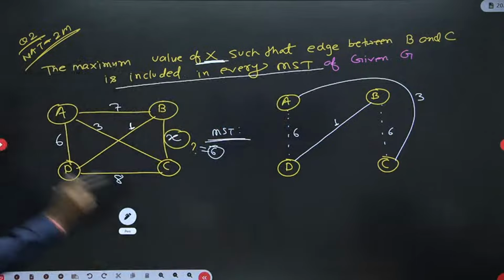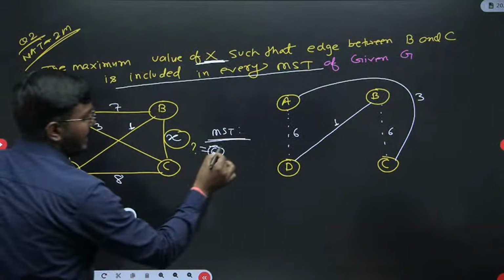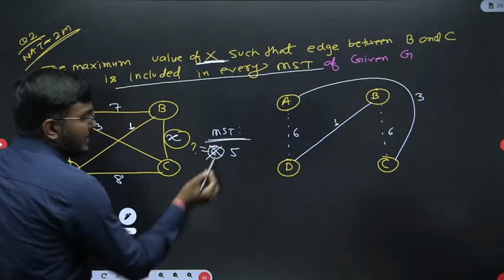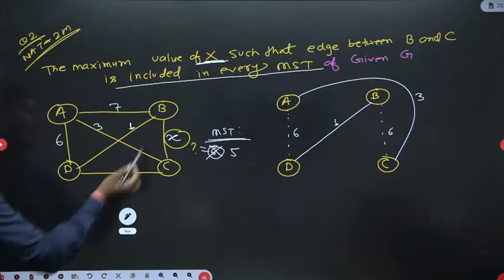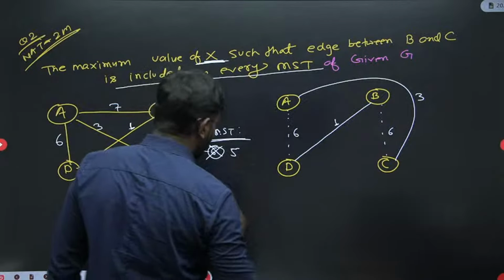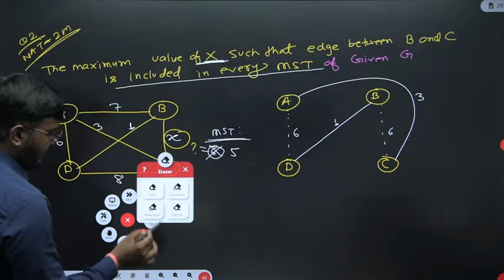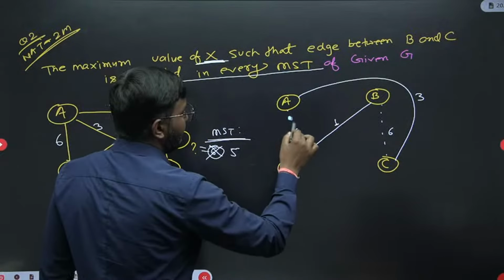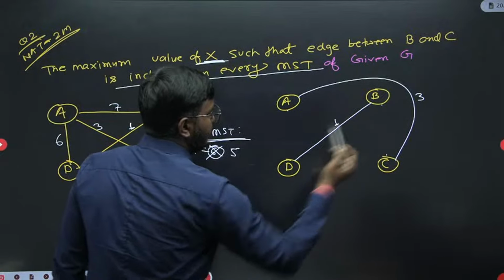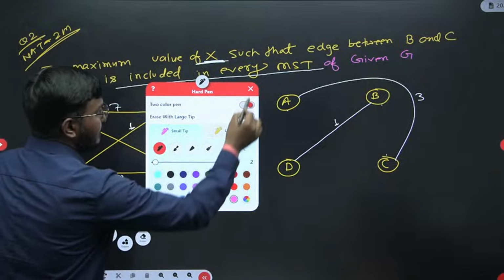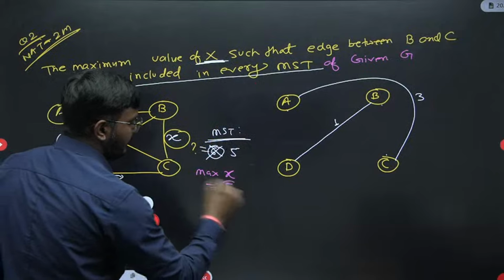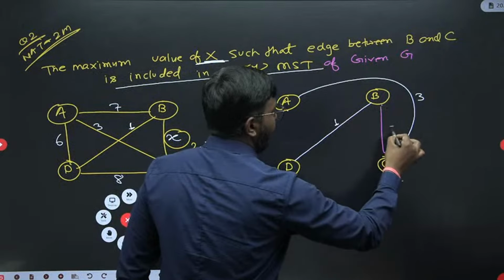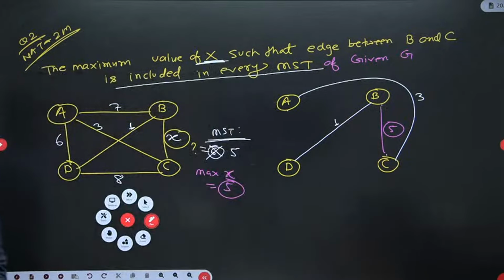It means the maximum possible value here is 5 only. If I keep this 5, then definitely this BC is included in every MST. Getting my point here? It means X is equal to 5. So the maximum possible X value here is 5 only. Okay? So this value will be 5. If it is 5, then definitely this will be included in every MST. Done?